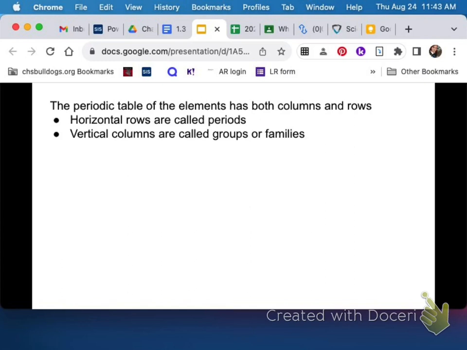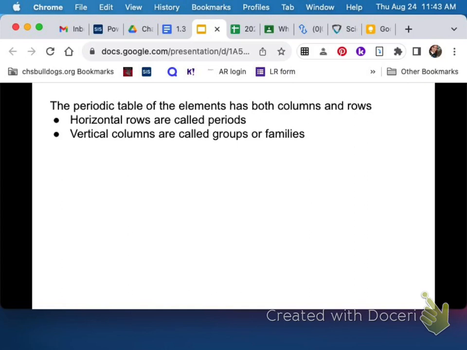I'll pull down my example one. Okay. So we have columns that go vertically up and down, and rows that go horizontally sideways. The rows we call periods, and there are 7 of them. Okay. And then the columns up and down we call groups, or sometimes you might hear me call them a family.